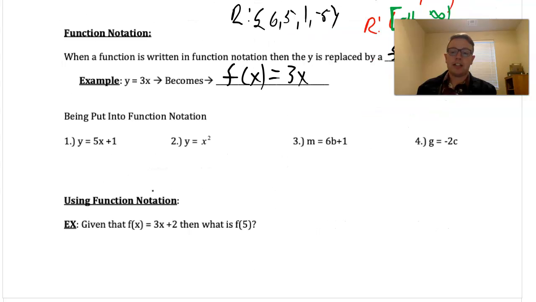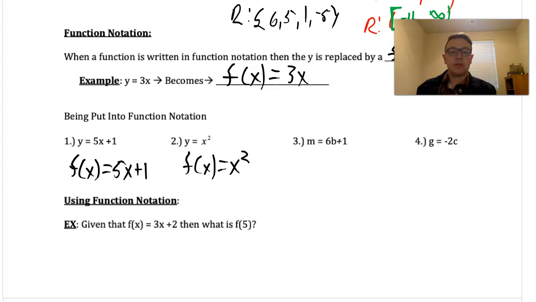So for putting these in, what would this one be? Well, our input, our variable is x. So this becomes f of x is equal to 5x plus 1. What would 2 become? 2, our variable, our input is still x, meaning that this is still f of x, and it's equal to x squared. What about this one?